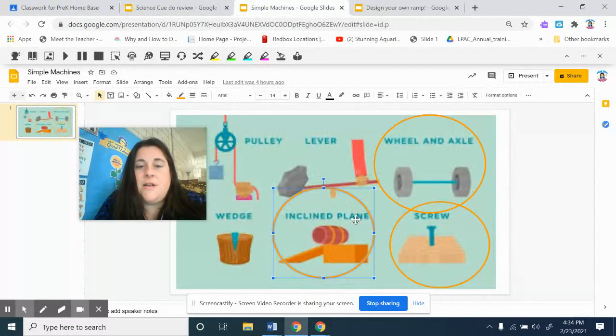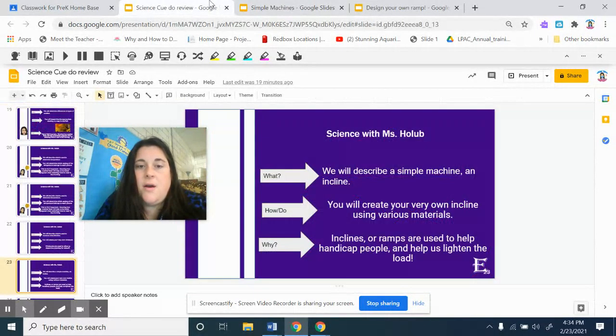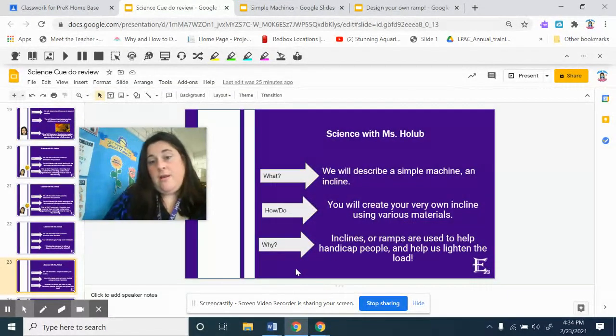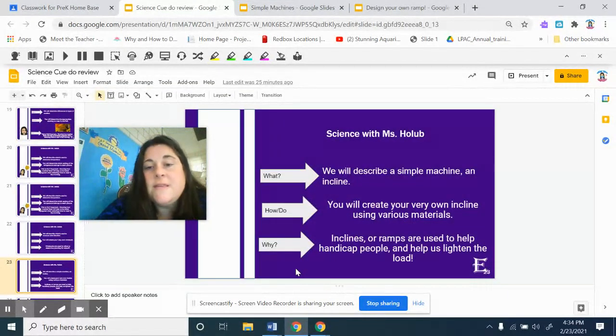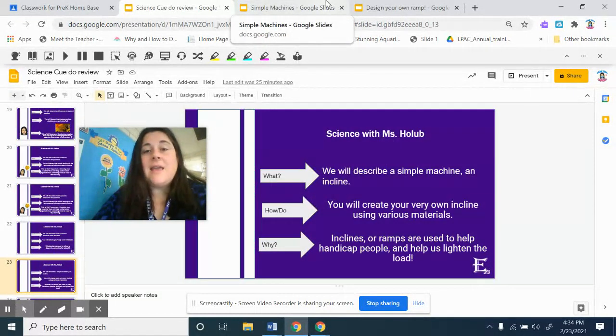Remember, today we talked about an inclined plane or a ramp, and that is an example of a simple machine. Did we answer what a simple machine is? No? Okay, well, we're going to keep learning about it tomorrow. Remember, inclines or ramps are used to help handicapped people in wheelchairs, and they help us lighten the load. Think about where you've seen ramps, okay? Be on the lookout for ramps so that you can make your own. Alrighty, I can't wait to see your designs. And remember, this is an example of a simple machine.